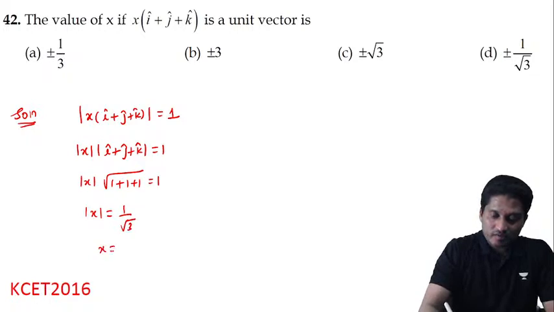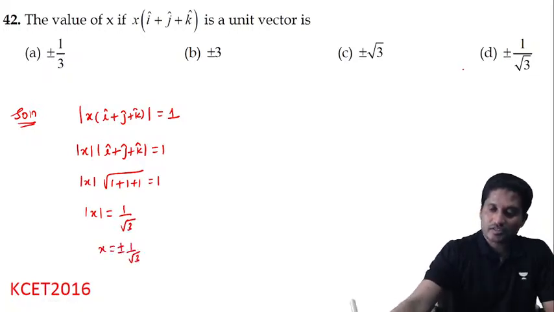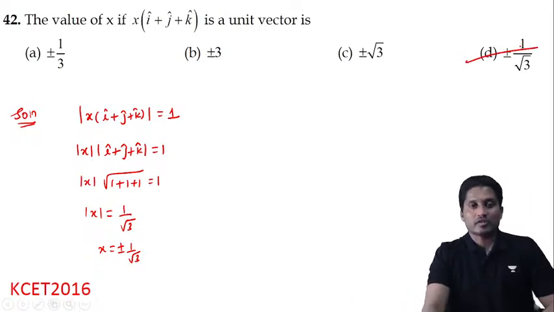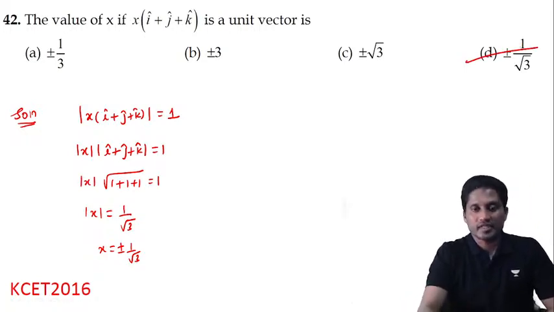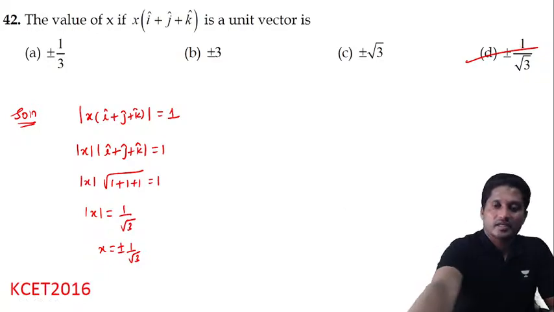x is equal to plus minus 1 by root 3. The answer is option D. So it was asked in the 2016 paper. It's a miscellaneous question in the vectors chapter of the NCERT textbook. Let's move to the next question.